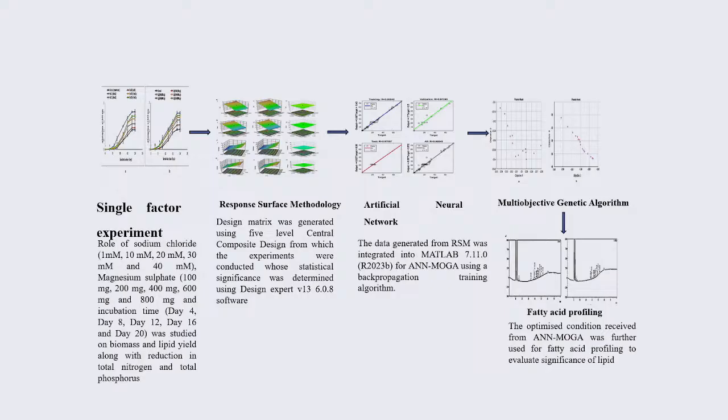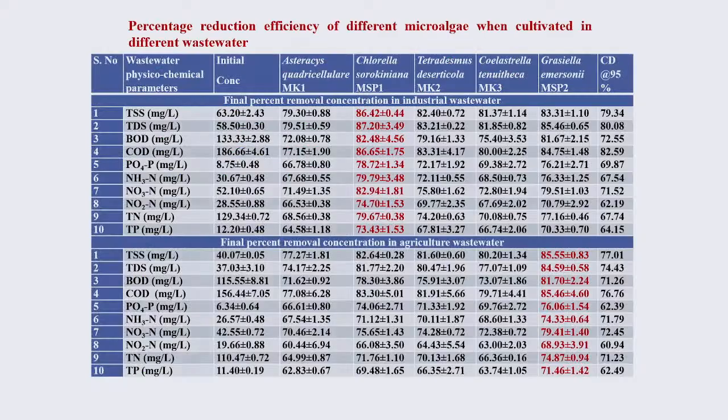Here we have used the MOGA tool, that is the multi-objective genetic algorithm, and this MOGA tool was very helpful to understand and optimize the production and nutrient sequestration. So we have done that, and then we did the fatty acid profiling and other aspects which I will be covering in the coming slide.